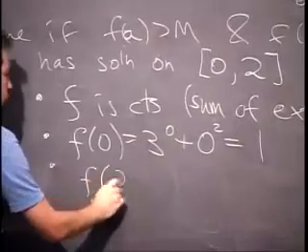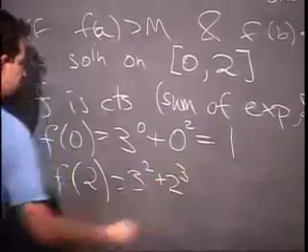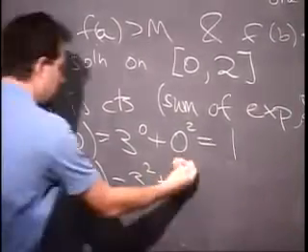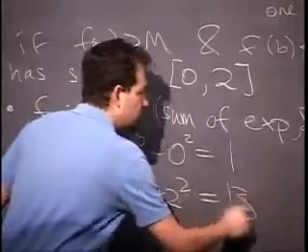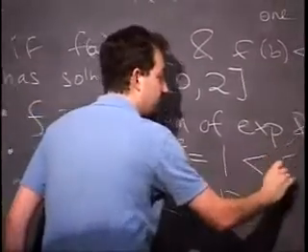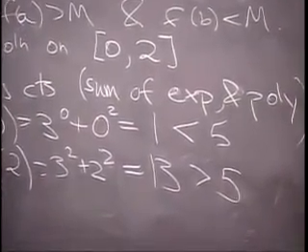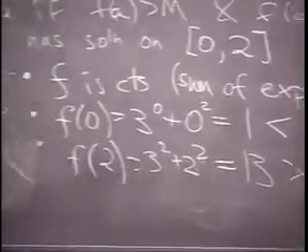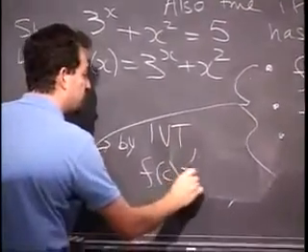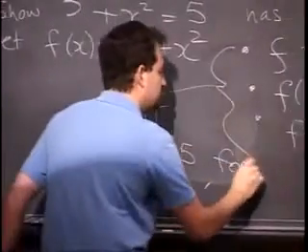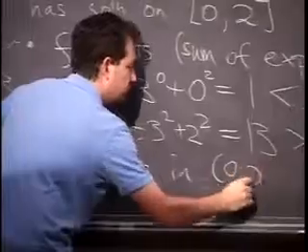F of 2 is 3 squared plus 2 squared, which is 13. What's important about 1? It's less than 5. 13 is bigger than 5. So together, by the intermediate value theorem, f of c equals 5 for some c in (0, 2).